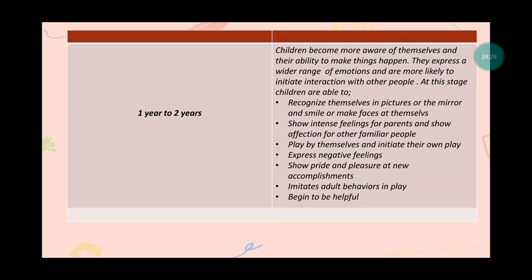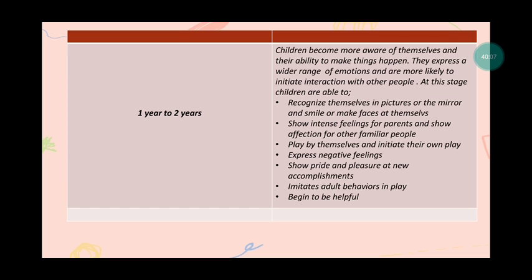Next is from 1 year to 2 years. Children become more aware of themselves and their ability to make things happen. They express a wider range of emotions and are more likely to initiate interaction with other people. At this stage, children are able to recognize themselves in pictures or mirrors and smile or make faces at themselves. They can identify themselves when they see their picture in a photo album, and when they face a mirror, they smile.